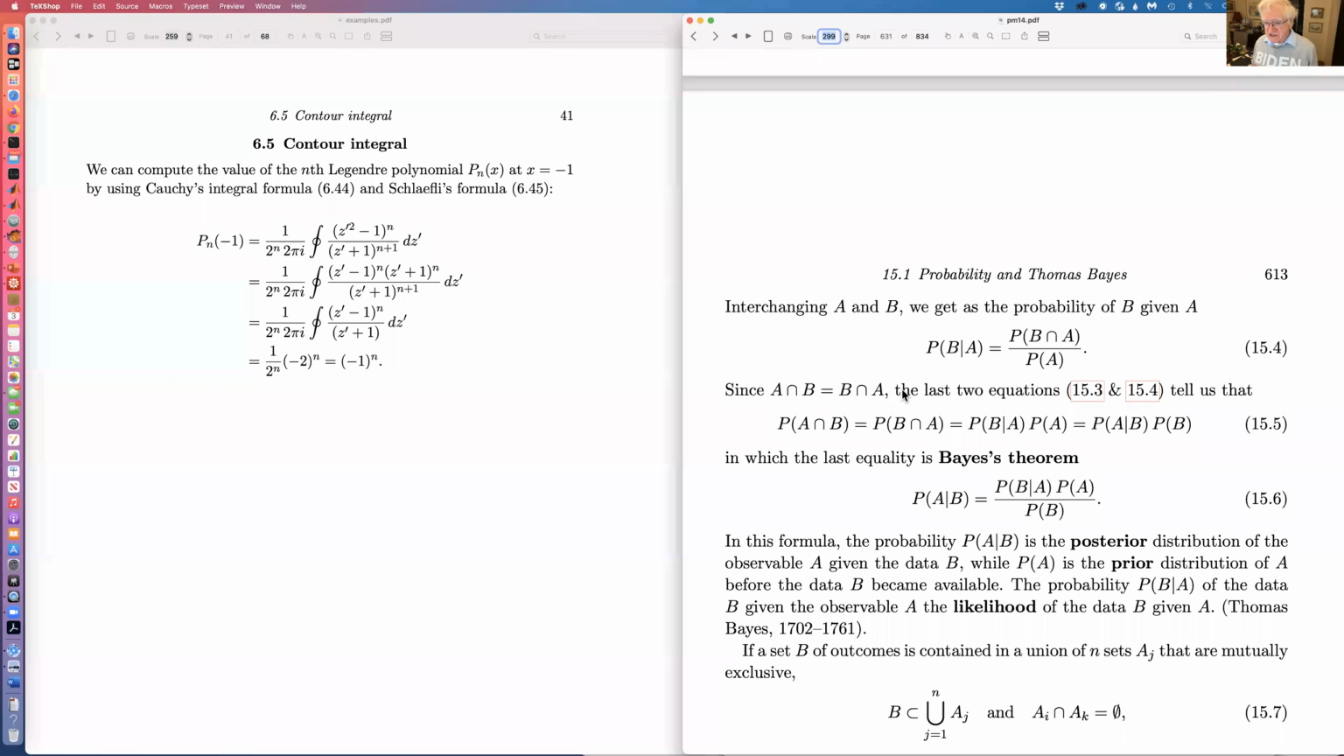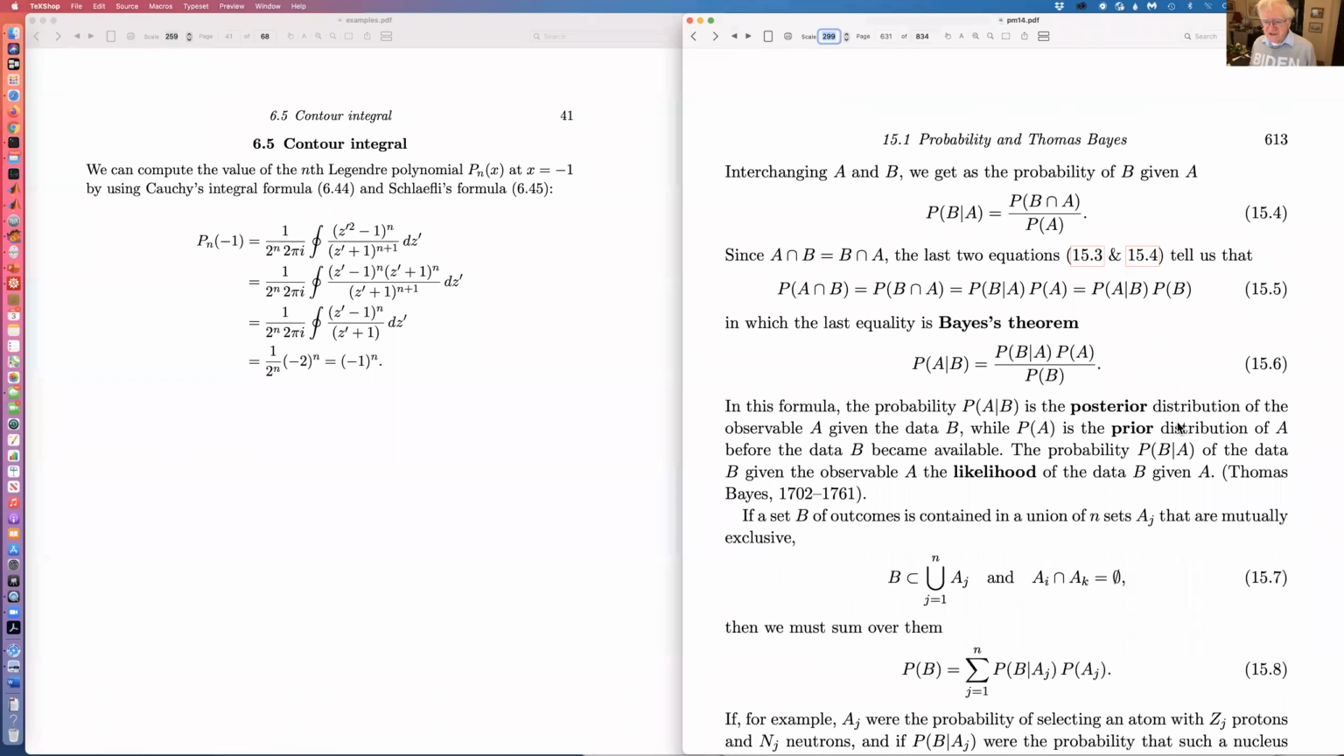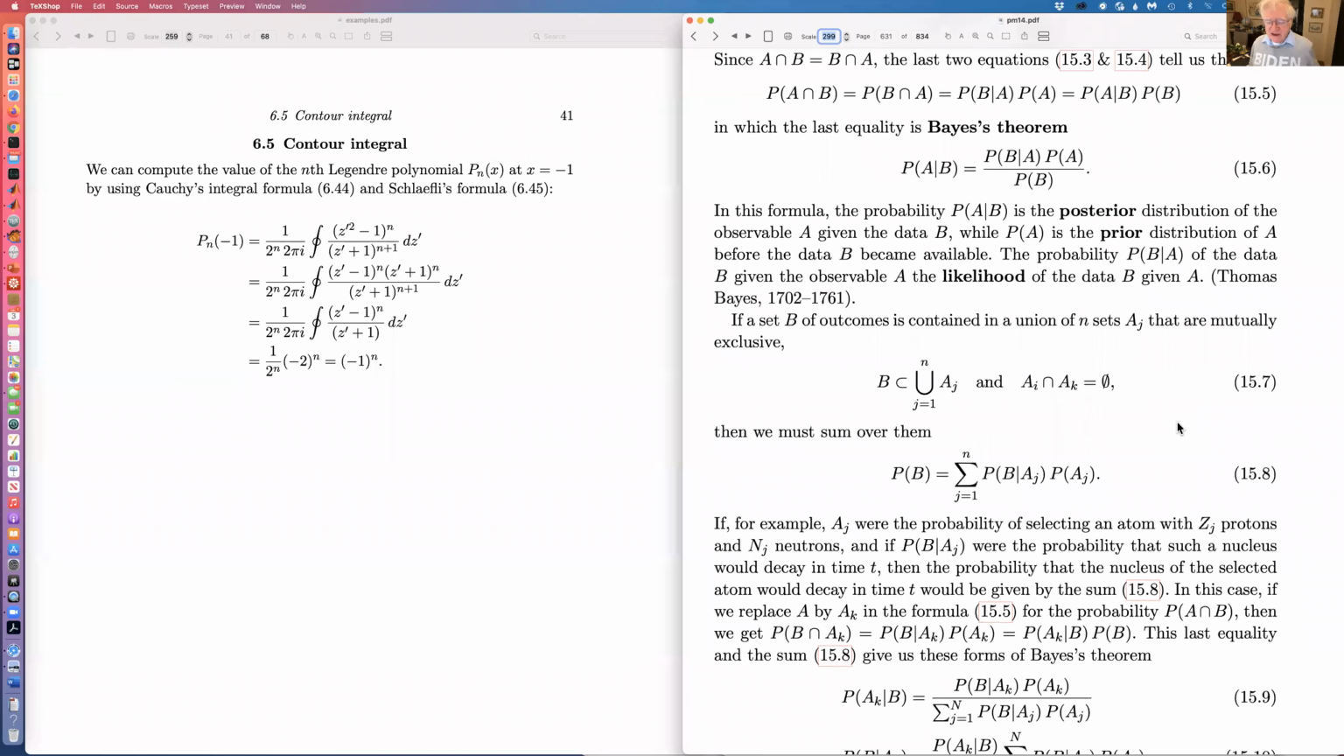On the other hand, this intersection is symmetrical. So the probability of A and B is the probability of B and A, and that's the probability of B given A times the probability of A. It's the same as the probability of A given B times the probability of B. So this gives us what's called Bayes' theorem. And Bayes, it turns out, was an English minister, I don't know, Episcopalian or something.